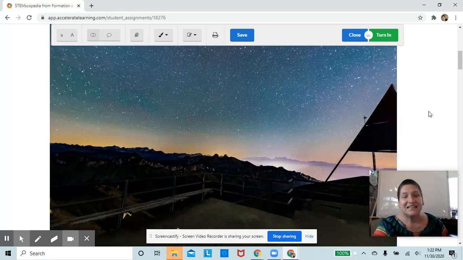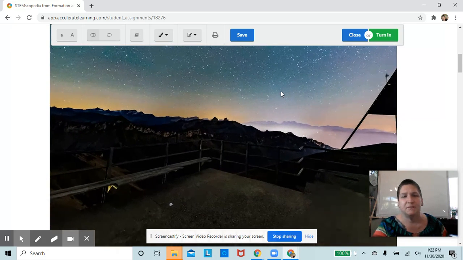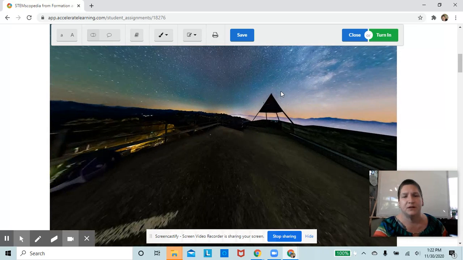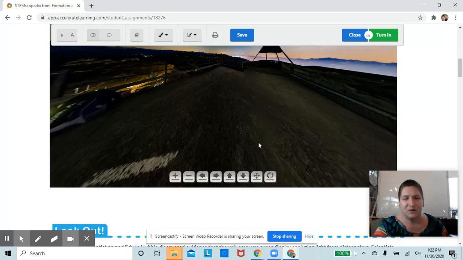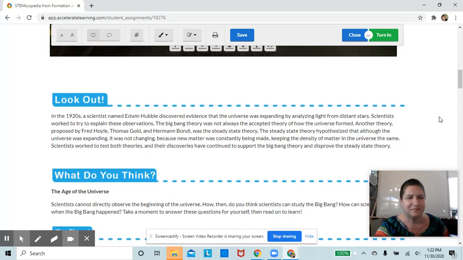Crazy, right? Take a minute and explore this picture. It's really, really beautiful. And you can manipulate it. You can go up and down. You can zoom out. And if you look at these right here, you can go up. That's the Milky Way. Beautiful. Or at least the part of the Milky Way that we can see.